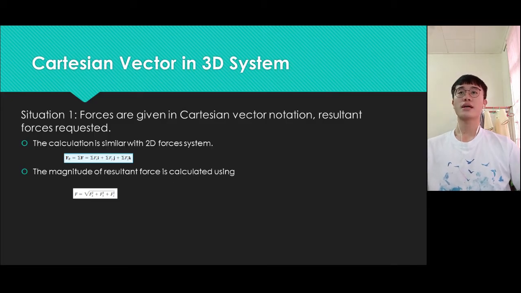Now let us look at the Cartesian vector in the 3D system. When we encounter a question like this, in situation 1, forces are given in Cartesian vector notation, but the resultant force is requested. Then the calculation is similar to the 2D force system. Apply this formula here and calculate the magnitude of the resultant force using the Pythagoras theorem.